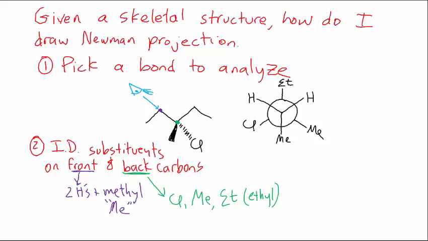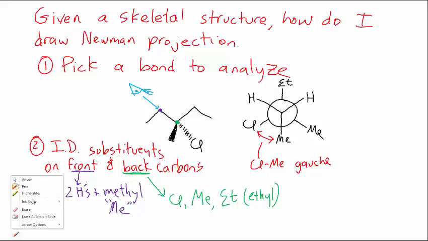And so now I see, well, in this conformation that I've drawn it, I've got a gauche interaction between chlorine and methyl, and a gauche interaction between methyl and methyl. I encourage you to use that little emphasis when you say gauche. So there I've got two awkward interactions. I've got a chlorine-methyl gauche interaction. And I've also got a methyl-methyl gauche interaction.